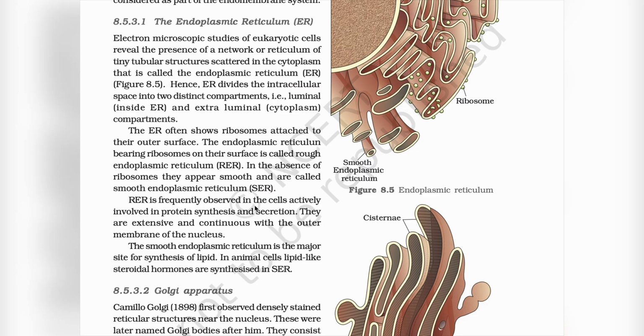RER is frequently observed in the cells actively involved in protein synthesis and secretion. They are extensive and continuous with the outer membrane of the nucleus. The smooth ER is the major site for the synthesis of lipid. In animal cells, lipid-like steroidal hormones are synthesized in SER.